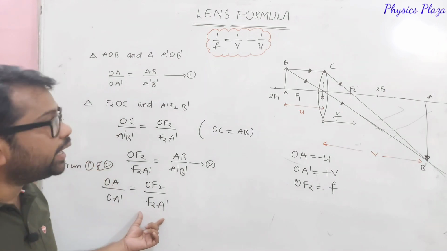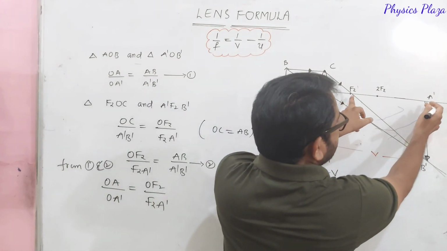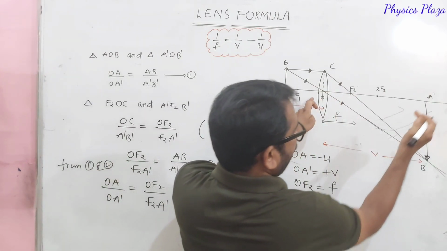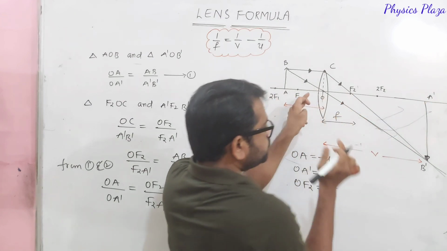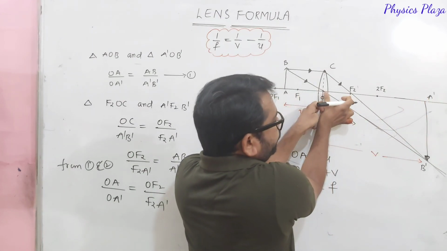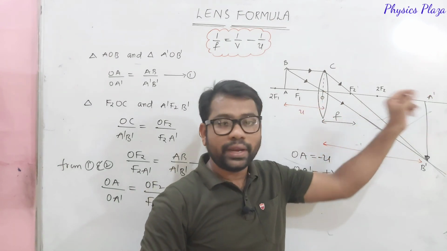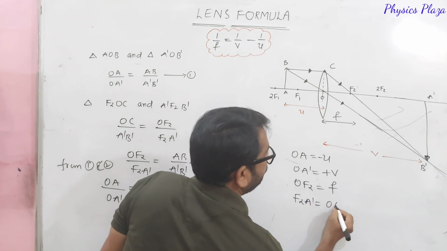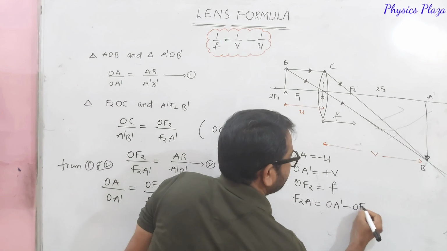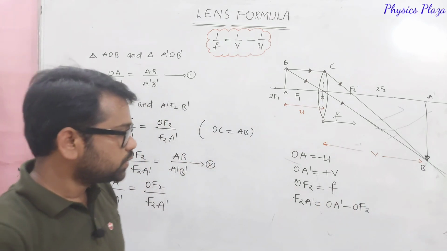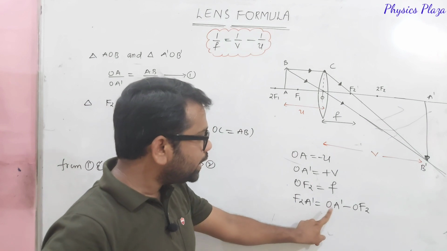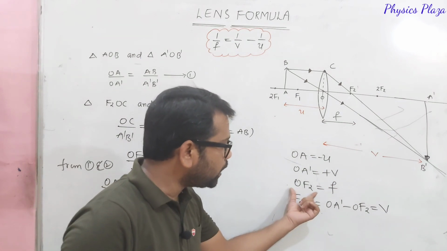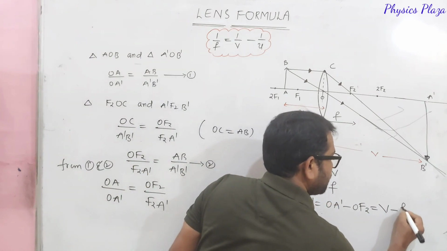But what about F2A dash, children? How will we get this value F2A dash? To get F2A dash, we can do it like this: OA dash minus OF2. From this OA dash, if we remove this part OF2, then we are going to get F2A dash. So here F2A dash can be written as OA dash minus OF2. What is OA dash? OA dash is V only. And OF2 is the focal length, that is positive only. So it is V minus F.